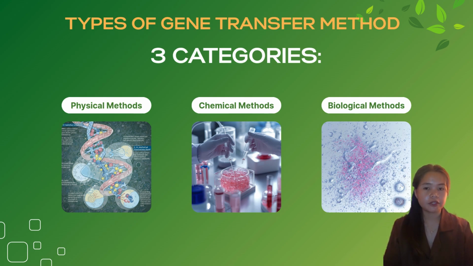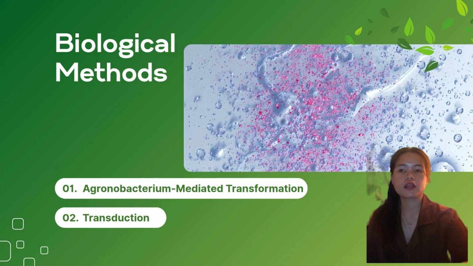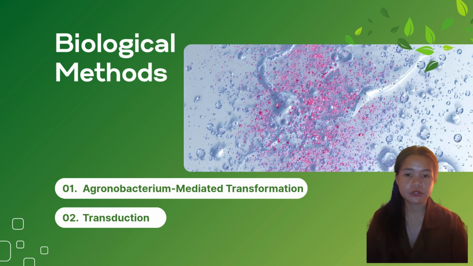Aside from the gene gun, there are many techniques to transfer genes. It is divided into three categories: the physical methods, the chemical methods, and the biological methods. The gene gun is an example of a physical method. Let us discuss first the biological methods. There are two examples of biological methods. First is Agrobacterium-mediated transformation. The second is transduction, or the use of viral vectors.